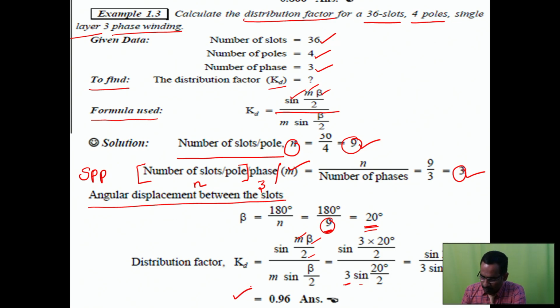So from these two we can come to the conclusion that both the pitch factor and the distribution factor values are always less than 1. Okay. Less than 1. Thank you.